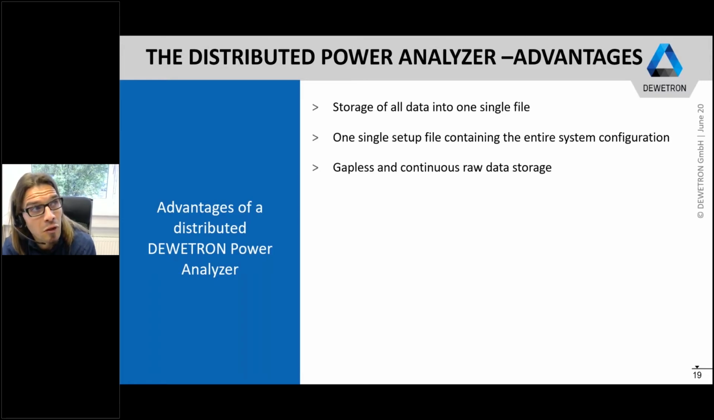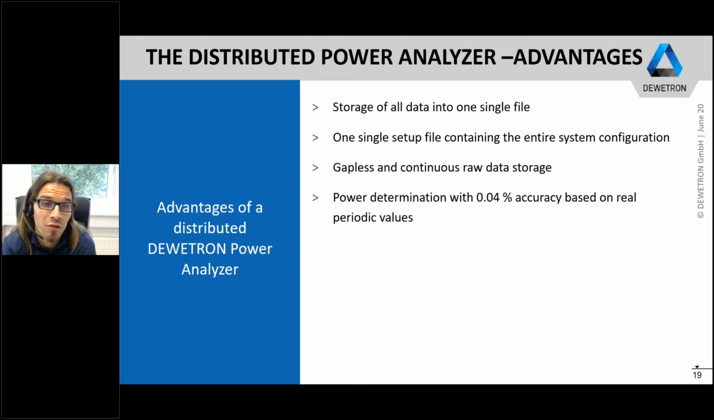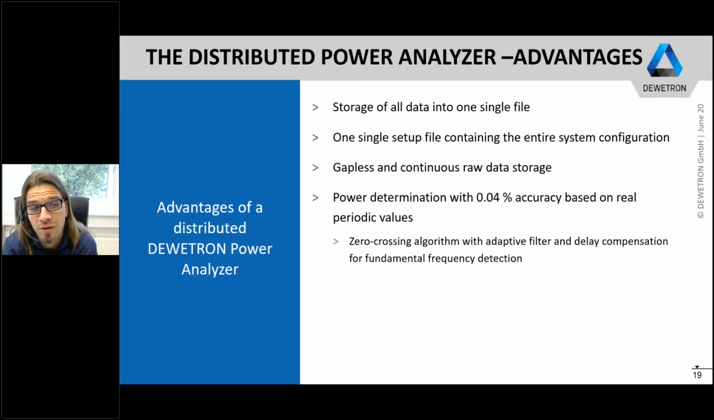Raw data of your voltage and current signals is gaplessly and continuously stored to the data file as well, if desired, and the power determination is done with an accuracy of 0.04% based on real periodic values, where you have a zero crossing algorithm with an adaptive filter, and automatic cutoff frequency selection with a delay compensation for the fundamental frequency detection. Even if the zero cross is within 2 measurement samples, a linear interpolation algorithm is applied to the signal to achieve a subsample accuracy for the fundamental frequency detection.